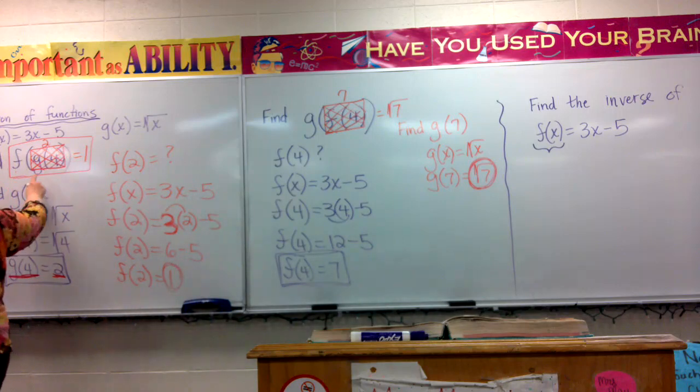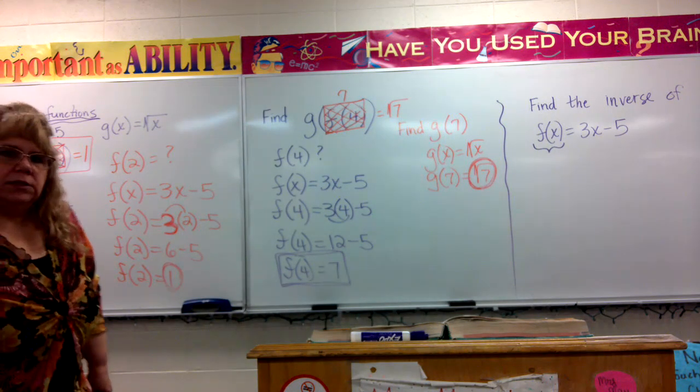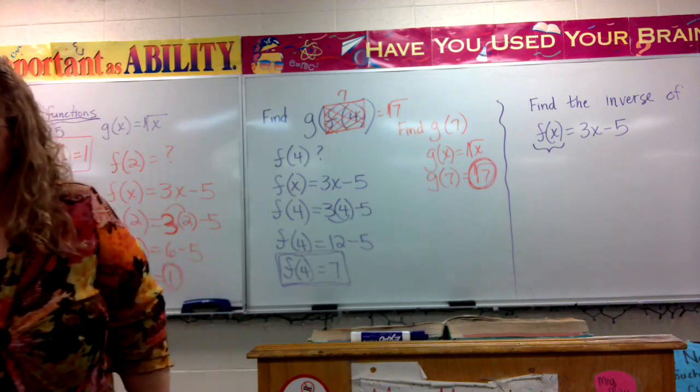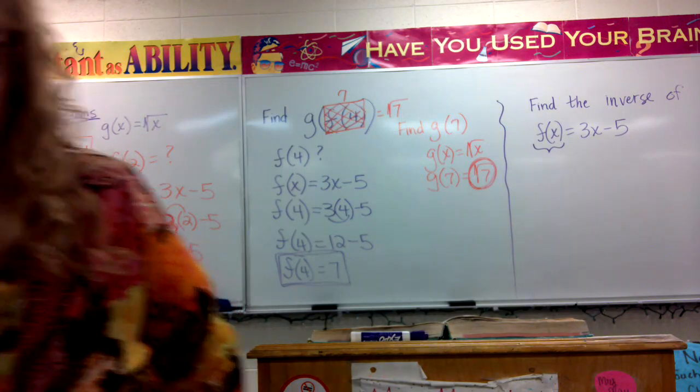If I do it the other way and do g first, f of g of 4, I get 1. So it does matter what order. Anybody with questions on that?